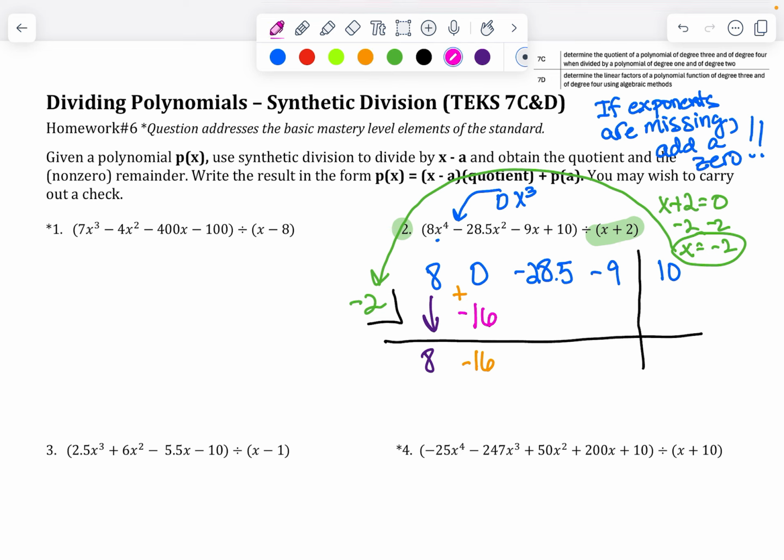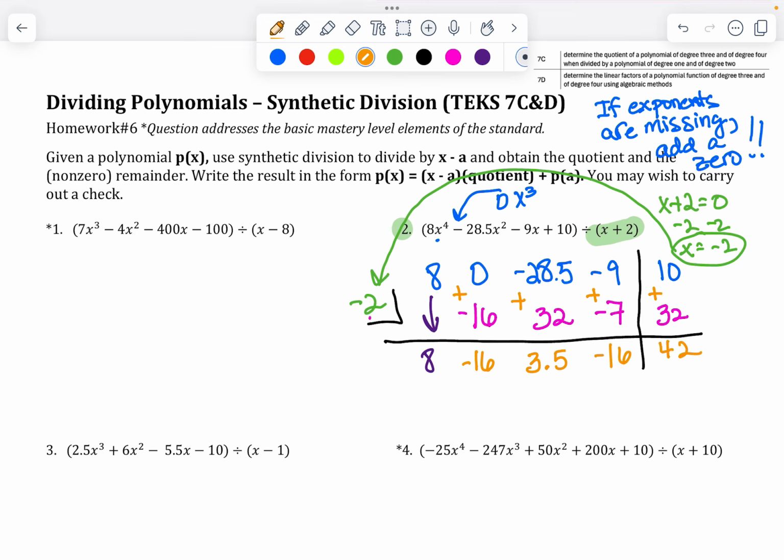Then you're going to multiply -2 and -16 and get 32. Then you're going to add -28.5 and 32 is 3.5. Then you're going to multiply -2 and 3.5 is a -7. Then you're going to add -9 plus a -7 is a -16. Then you're going to multiply -2 and -16 is a positive 32. And then you're going to add and get 42.